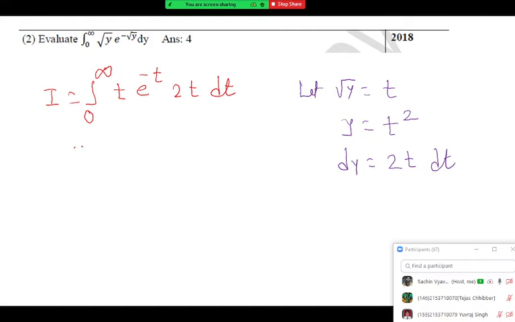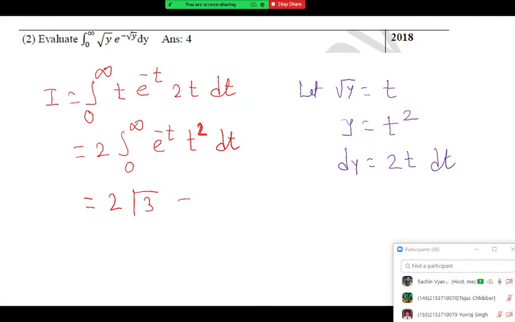Now this can be rearranged. The 2 is a constant outside. It's 0 to infinity e raised to minus t, t square dt. And what is the value of this integral now? Gamma 3. Correct. So you just have to add 1 to the power of t. So this is 2 plus 1, that is gamma 3.